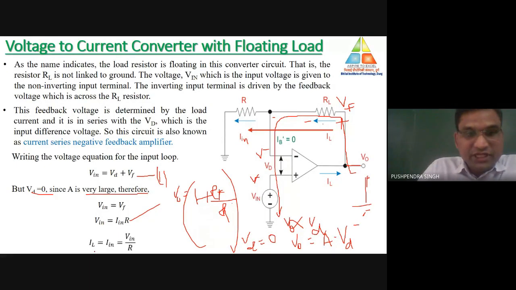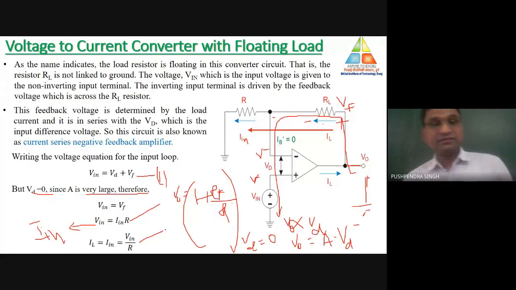So from here, what is the value of I in? I in is equal to V in divided by R. And what is I in? I in is equal to IL. Why? Because same IL is flowing across this input resistance. So IL is equal to I in, or that can be written as V in divided by R. So this is a relationship in between input voltage and load current.